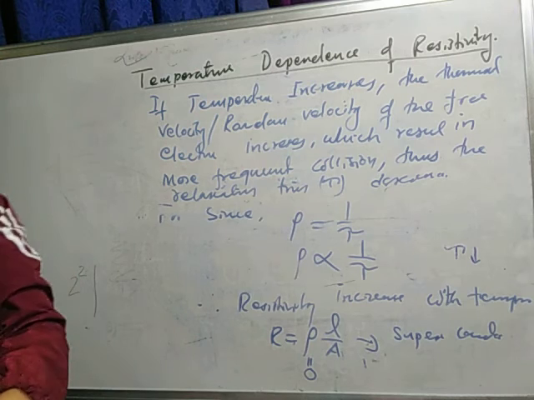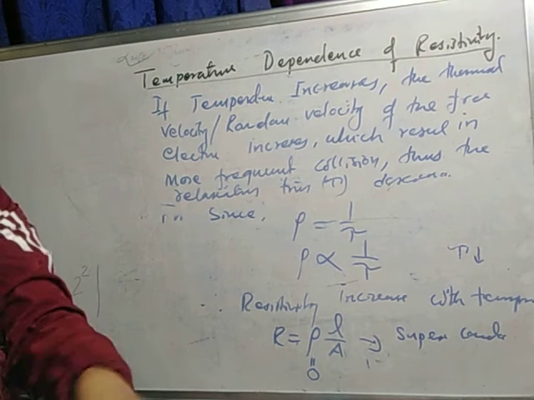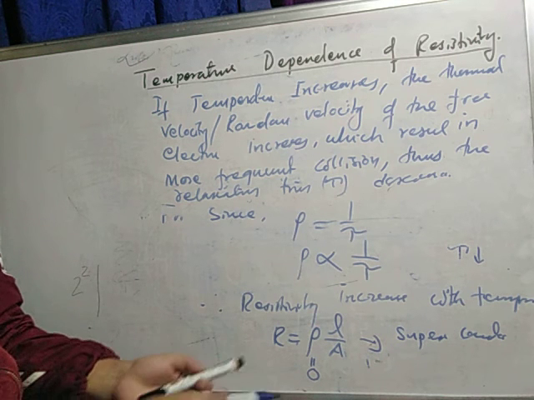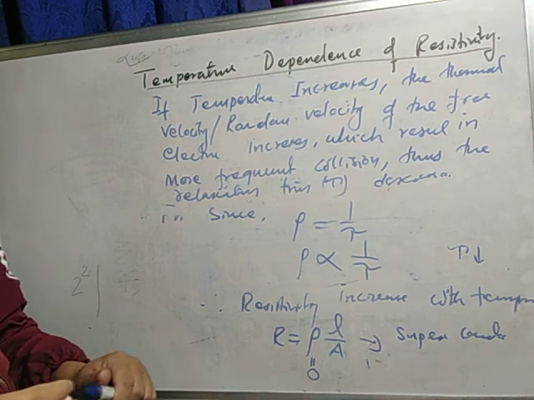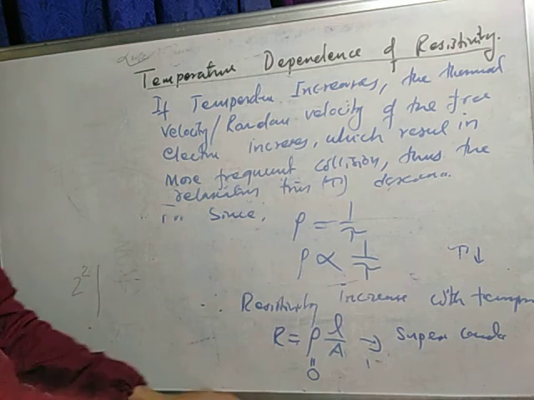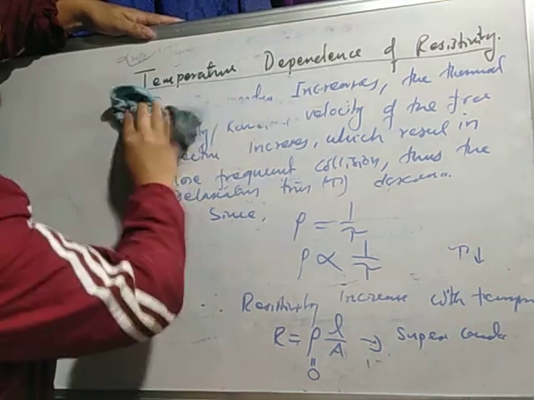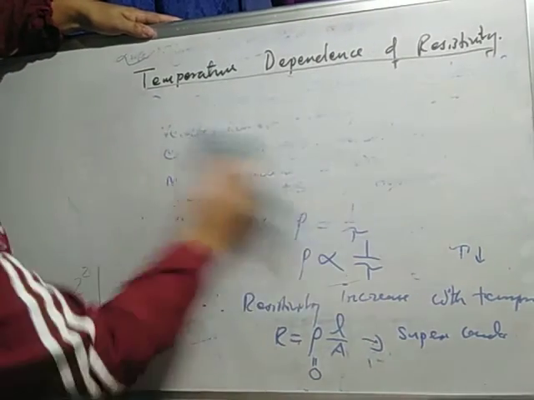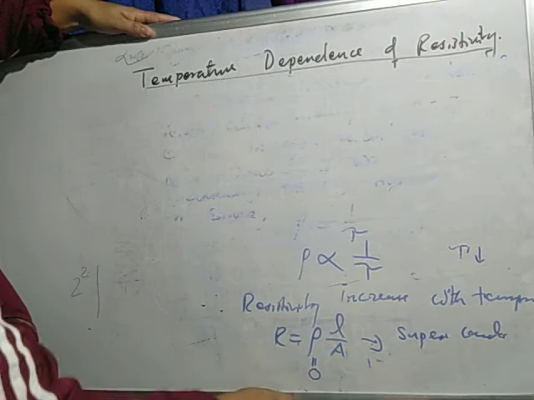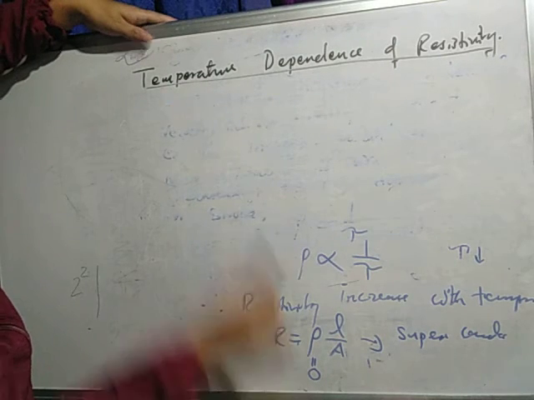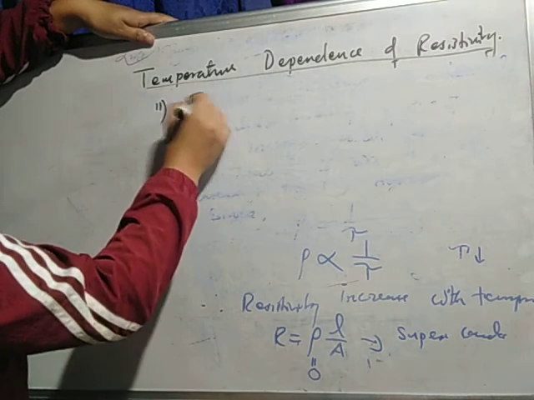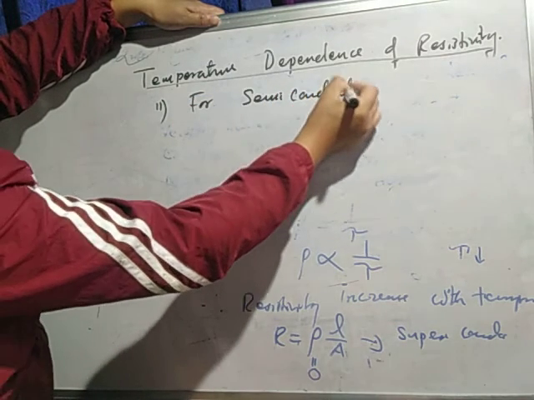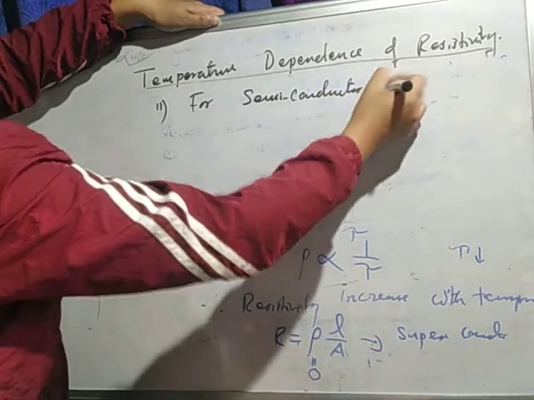So next write down for semiconductor. What happens? Let's see. This was for conductor. So directly write down for a semiconductor or insulator, for the second case.